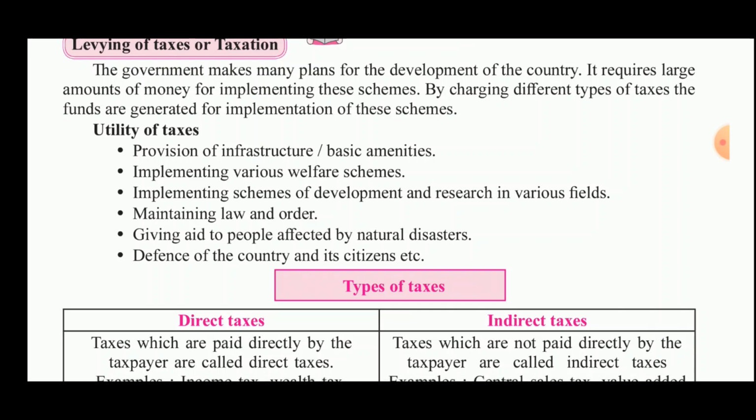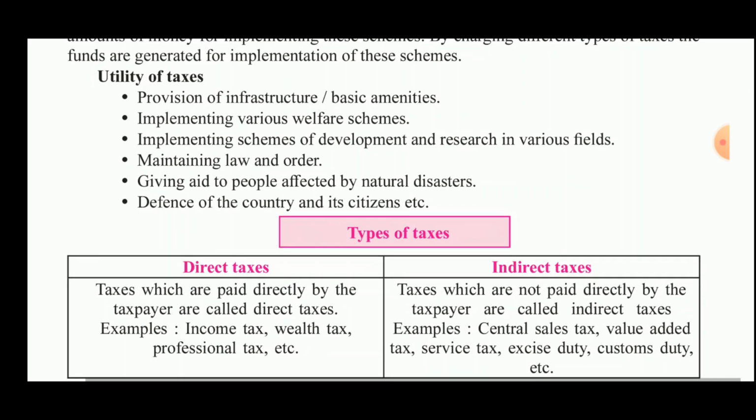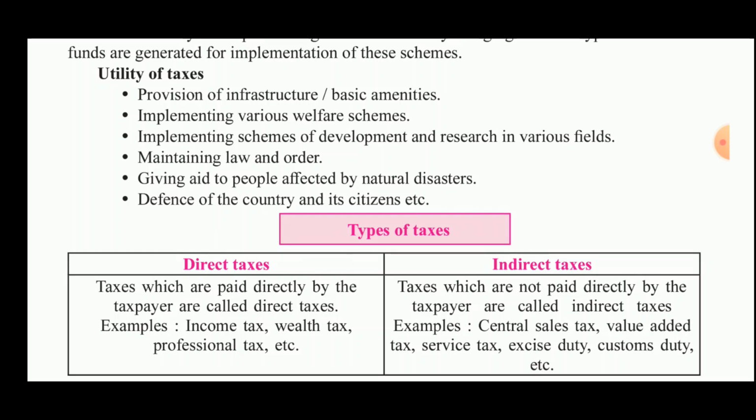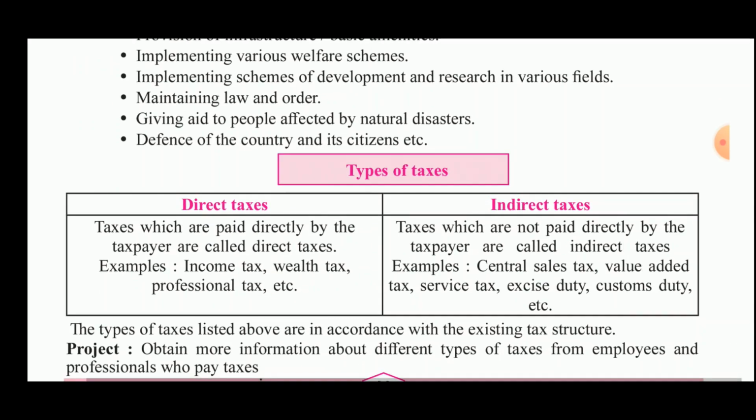Provision of infrastructure or basic amenities, implementing various welfare schemes, implementing schemes of development and research in various fields, maintaining law and order, giving aid to people affected by natural disasters, defense of the country and its citizens.